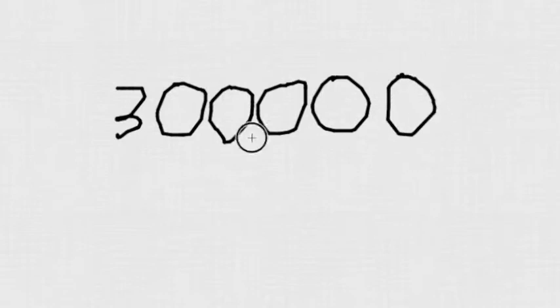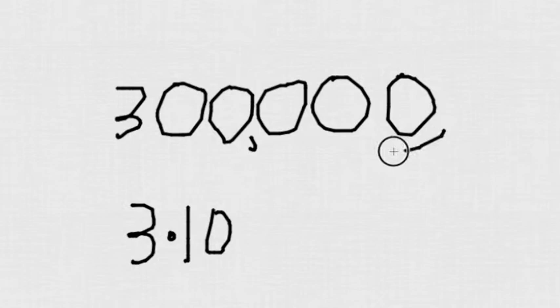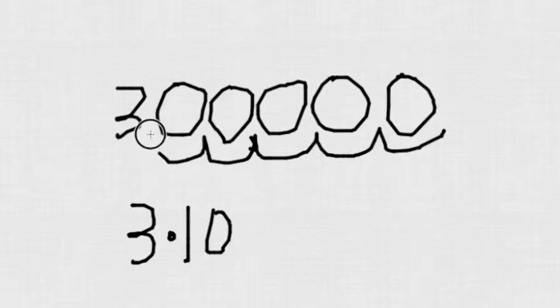And how we shorten this is, instead of having all those zeros and everything, we just would have 3 times 10. And then how many times would we move the decimal point? 1, 2, 3, 4, 5. So then it would be 10 to the 5th power.